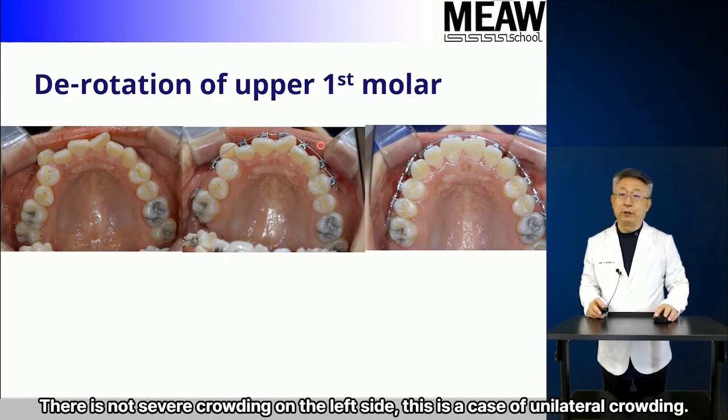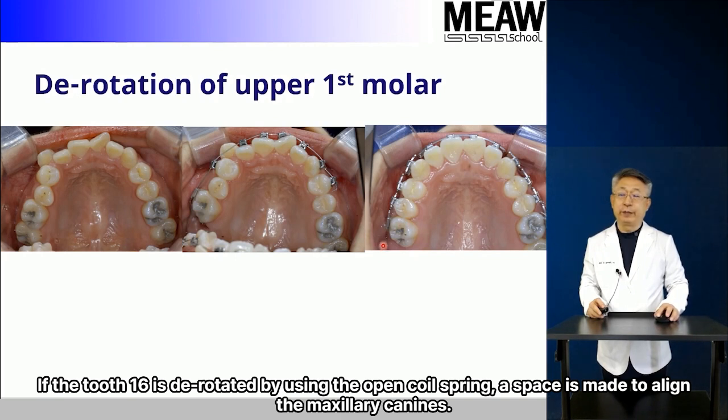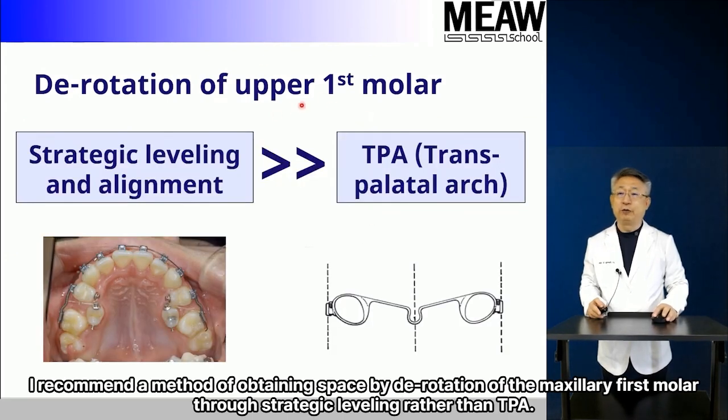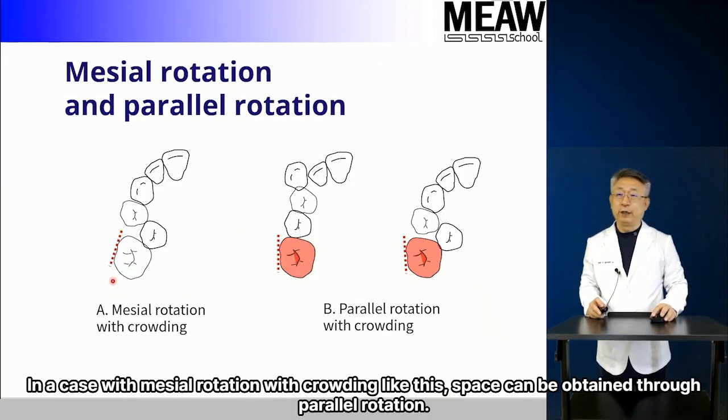There is not severe crowding on the left side. This is a case of unilateral crowding. If tooth 16 is derotated by using the open coil spring, a space is made to align the maxillary canines. I recommend a method of obtaining space by derotation of the maxillary first molar through strategic leveling rather than a TPA. In a case with mesial rotation with crowding like this, space can be obtained through parallel rotation.